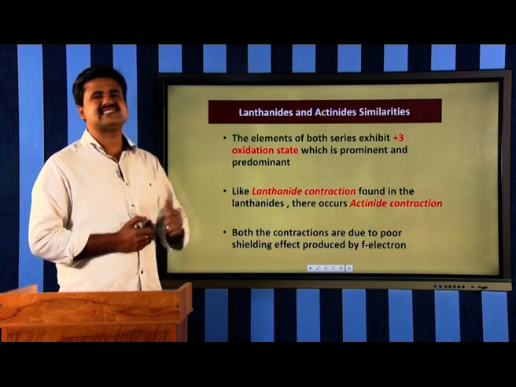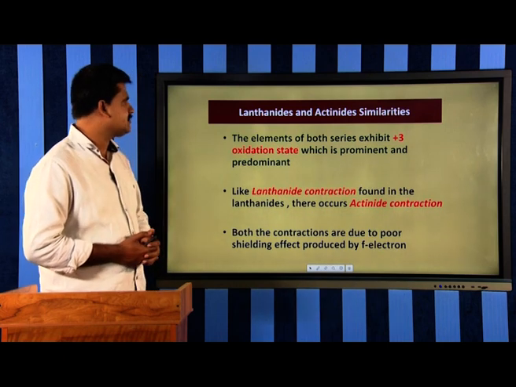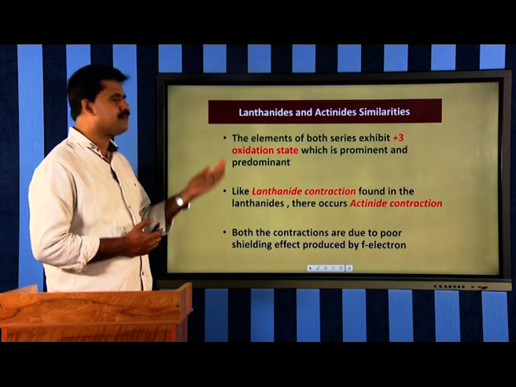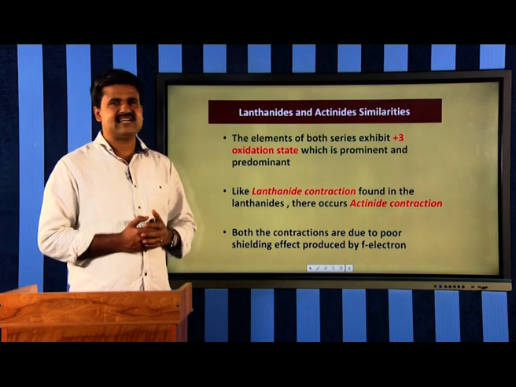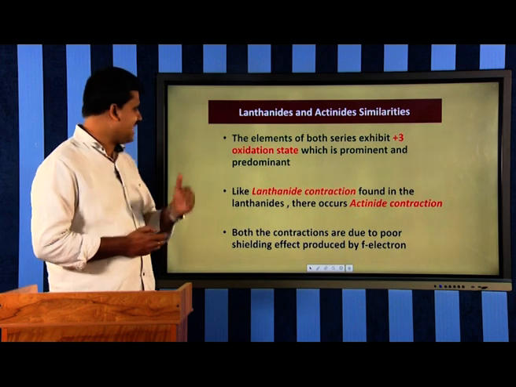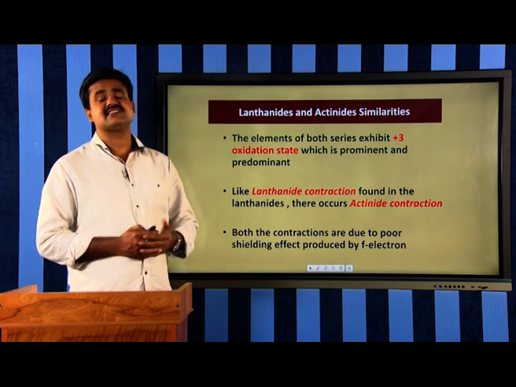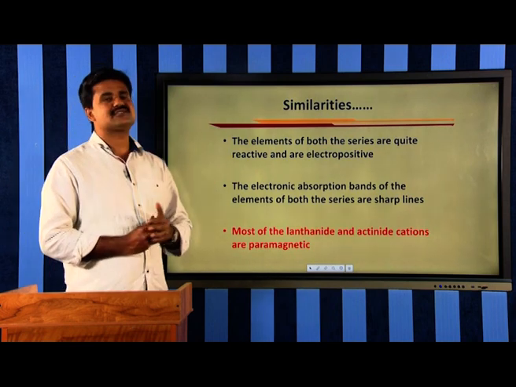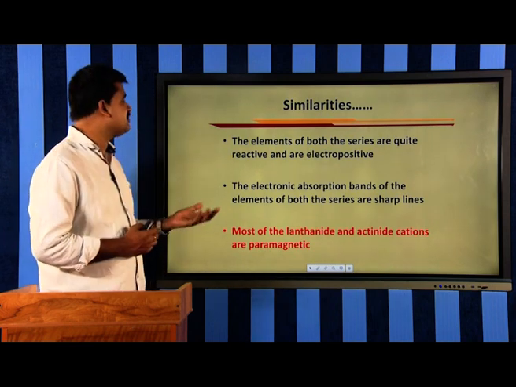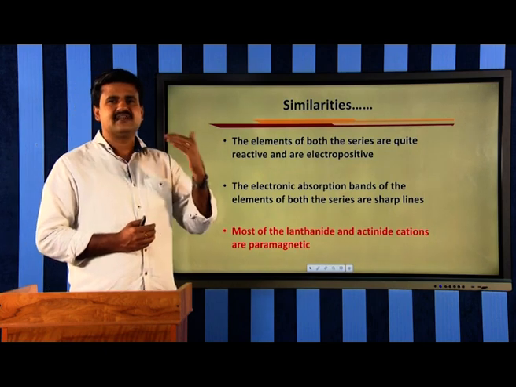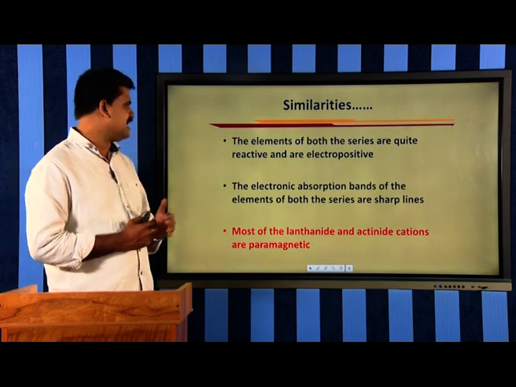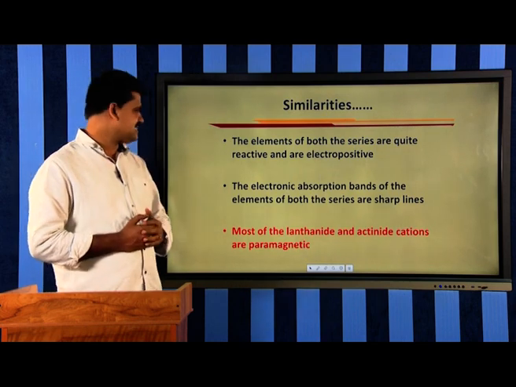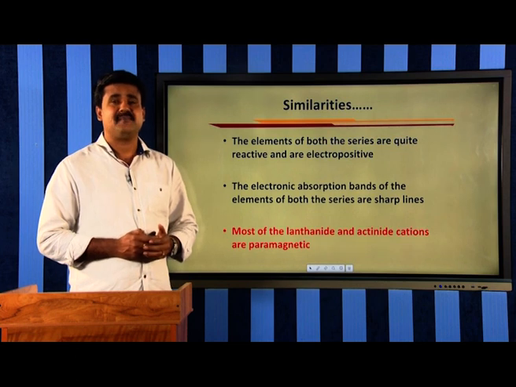Now there is a comparison between actinides and lanthanides. Both of them exhibit a +3 oxidation state as the predominant state. Like lanthanides, actinides also exhibit contraction. Both contractions are due to imperfect shielding offered by the f electrons. The elements of both series are quite reactive and electropositive. The electronic absorption bands of the elements of both series give sharp lines. Most of the lanthanide and actinide cations are paramagnetic.